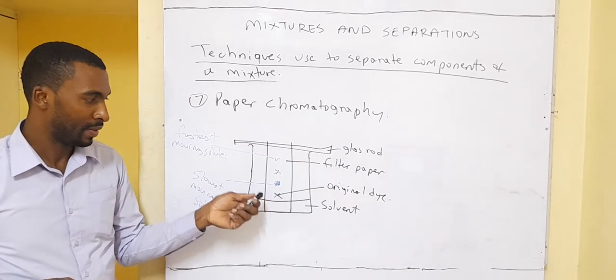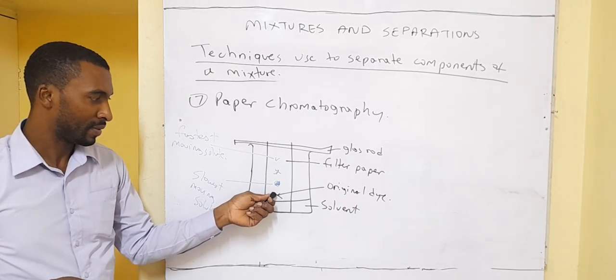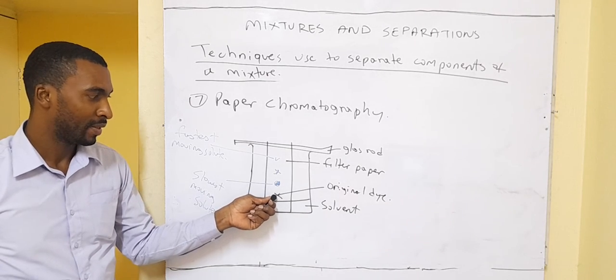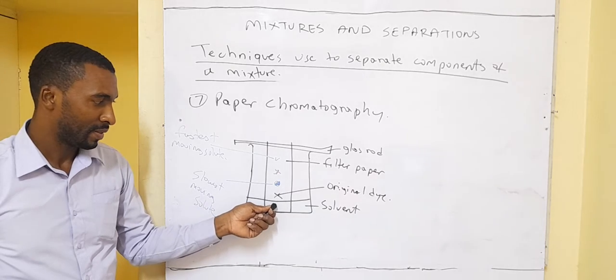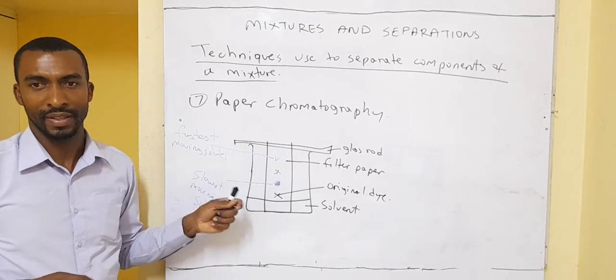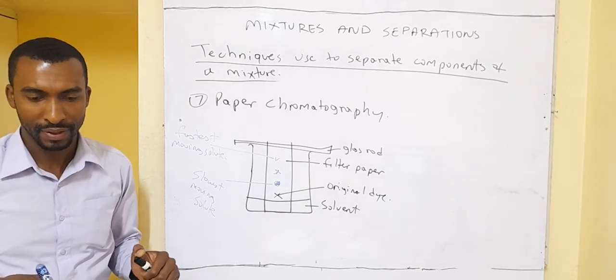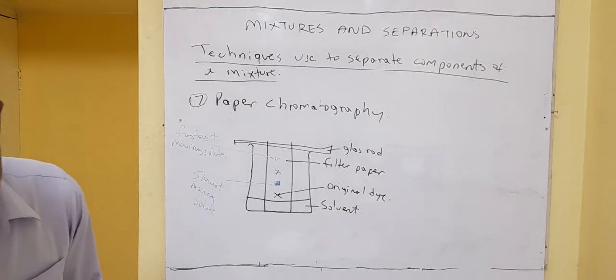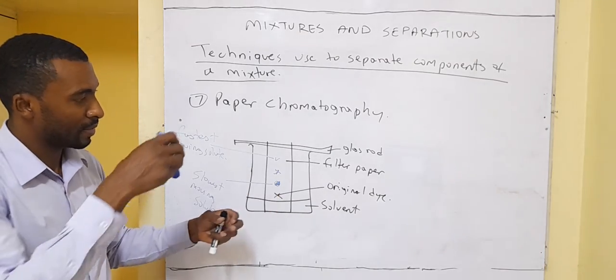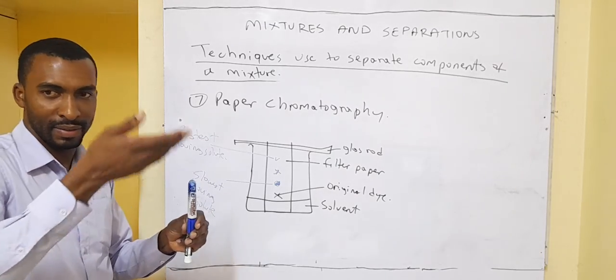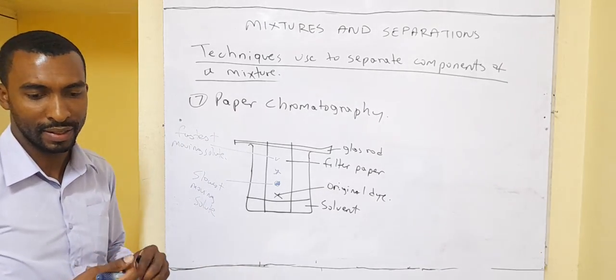As I said before, like chlorophyll or black ink, you put it here and use a solvent that can dissolve it. As you move, different solutes would move at different rates and they will separate on the filter paper. Normally how this works is that you put a piece of filter paper in a solvent, and it will gradually move up the paper, and that will cause separation.